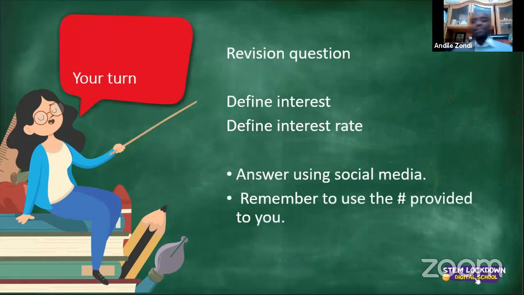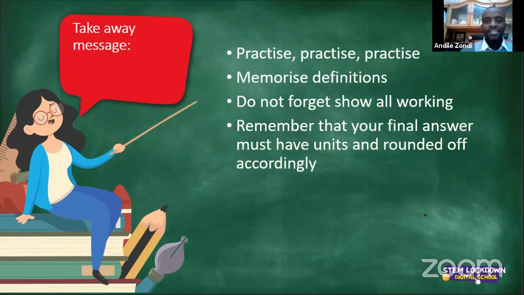Okay, next. Revision questions. You need to define these 2 terms. These terms always confuse learners. You need to know how to define those 2 terms. Very, very important. Interest and interest rate. Interest is the amount of money earned when you're investing. Interest rate is the percentage used to calculate interest, right? So you need to know how to define those terms accordingly. But obviously, I want you guys to give me your answers using the social media and the hashtag provided, right?